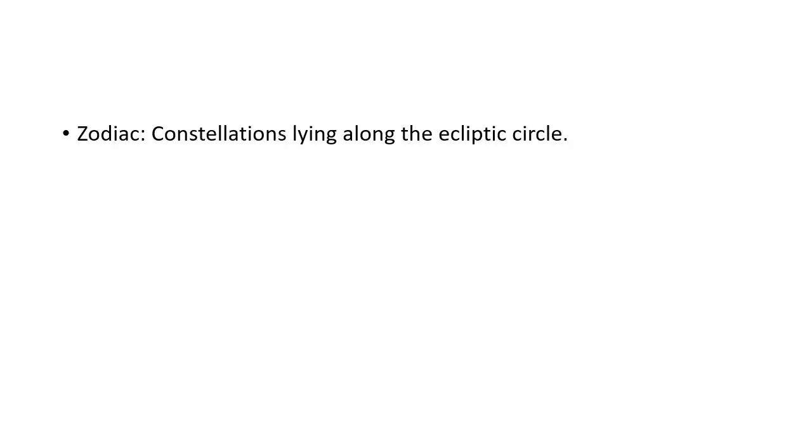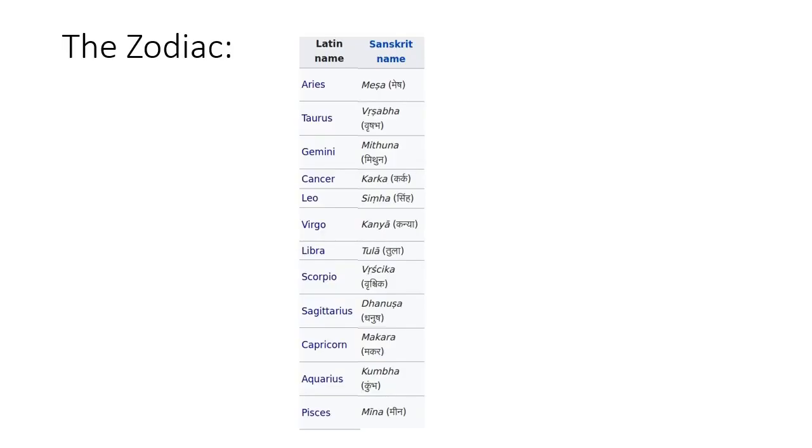So we know that the stars in the sky are divided into several groups called constellations. There are 12 major constellations which lie along the ecliptic circle, and these constellations are collectively known as the zodiac. You can also call them the zodiac constellations if you want. This is an idea which is also useful for describing the motion of the sun.